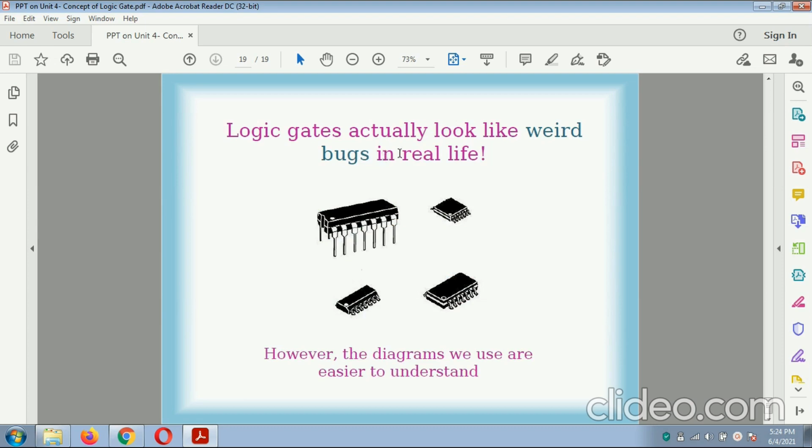So the logic gates actually look like these. This is the logic gate system in which these are the steps you have to follow with the AND system, OR system, NOR system. However, the diagram can be used and it can be easily understood.